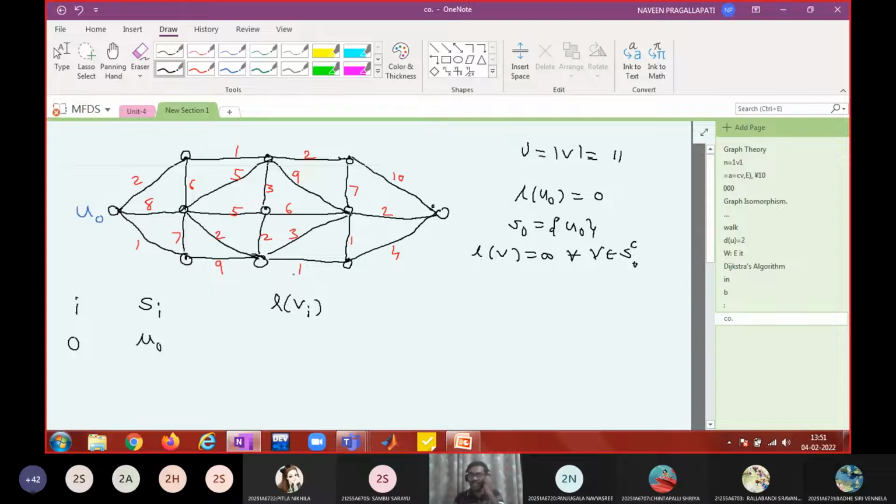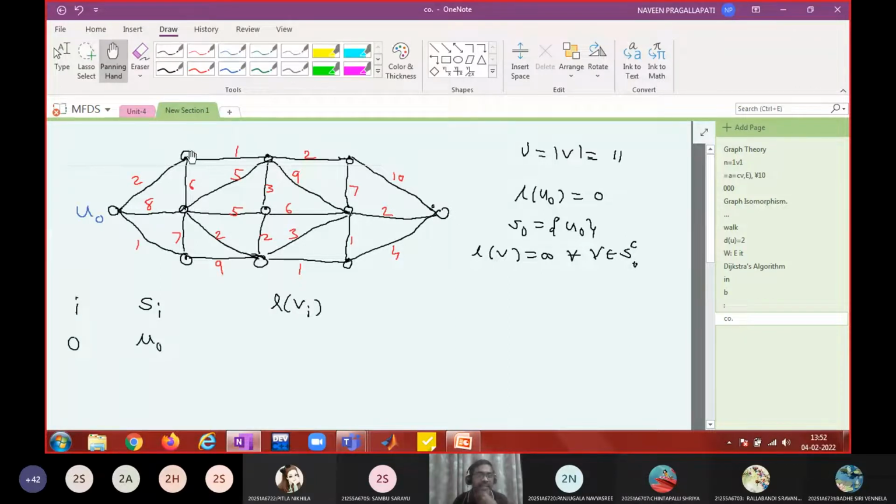That is the initialization. What is S naught complement? V minus S naught. That means V minus the set of vertices minus the initial vertex u naught. Okay, now what you do, you take each vertex in Si complement. Si complement is these vertices.